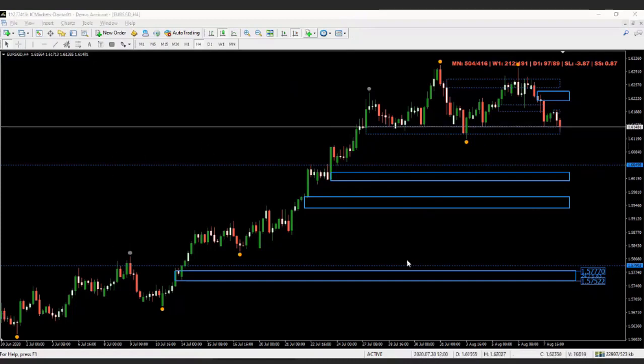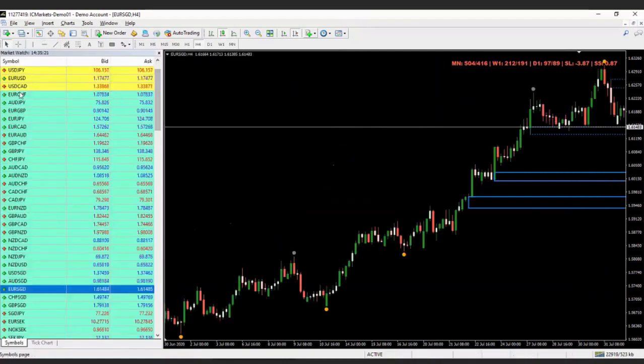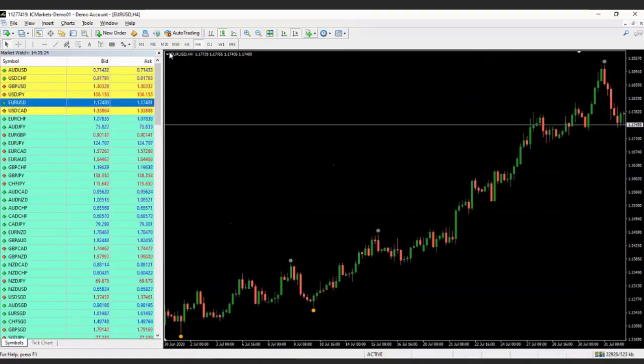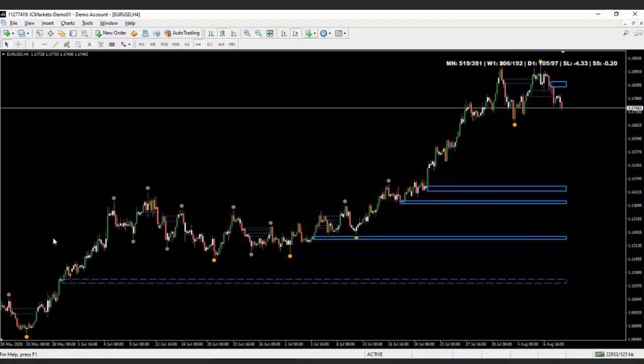Good. I'm just going to have a look at something else. Let's have a look at another pair. Let's have a look at the Euro American dollar and see what that might look like, see what it might do.